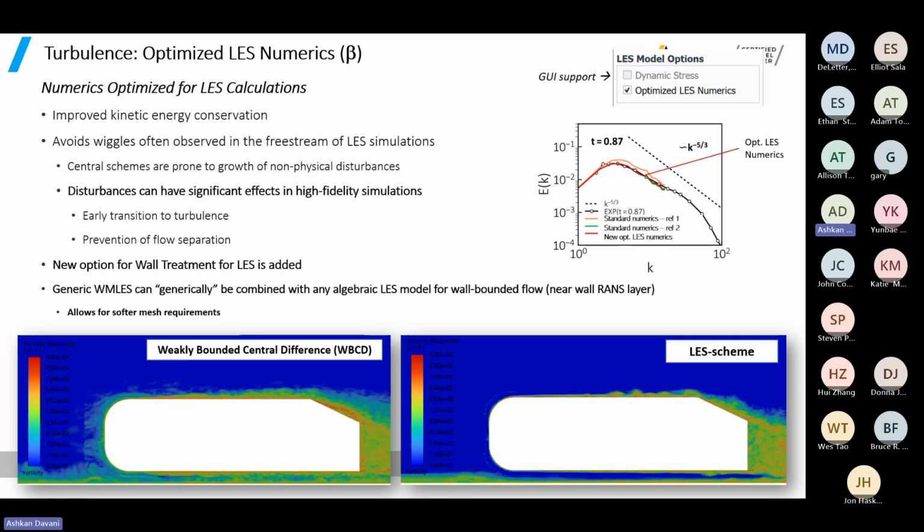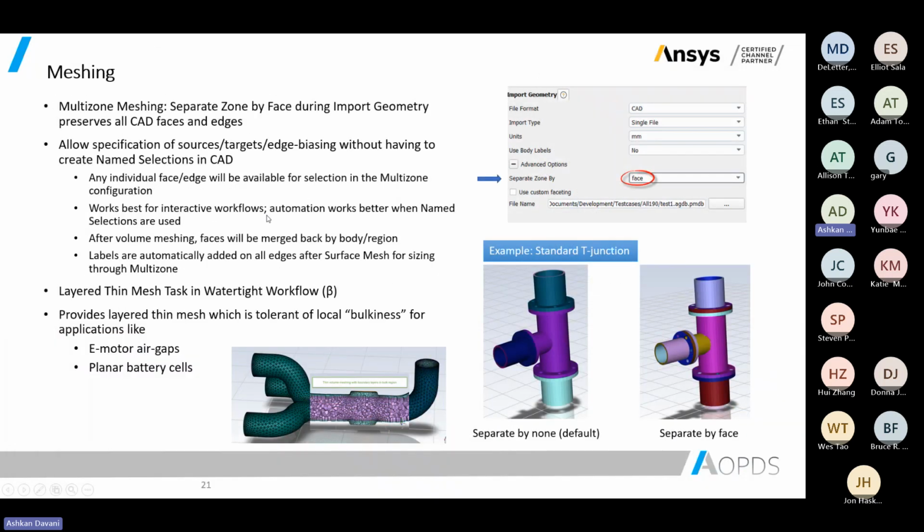LES is not generally used in industry, but if you use LES, I would generally suggest trying these new numerics: improved kinetic energy conservation and much more realistic results in terms of the turbulence field. And also, there have been a lot of developments in Fluent meshing.